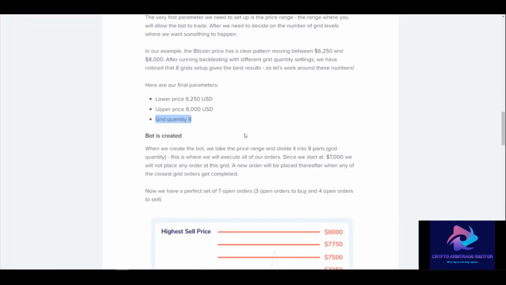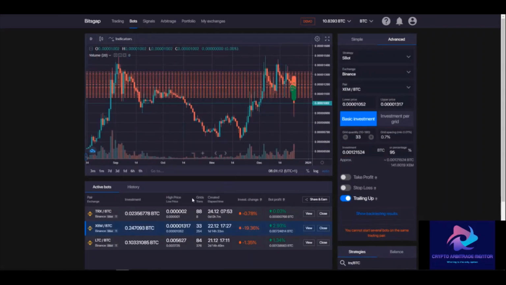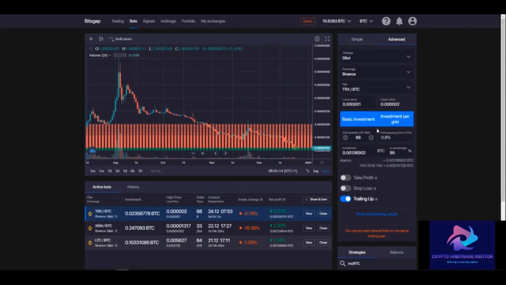So the bot is created as we did, and when we create the bot, we take the price range and divide it into parts, the grid quantity. So here we divide the price range between 8 grids.